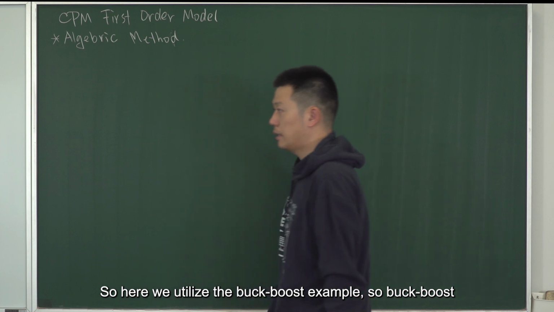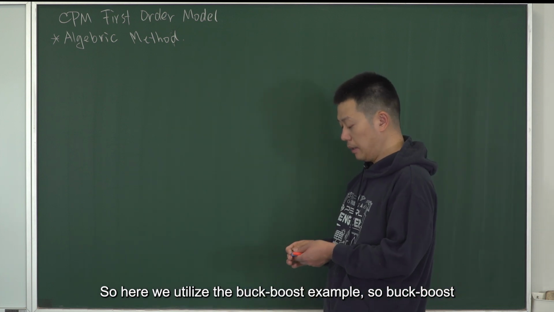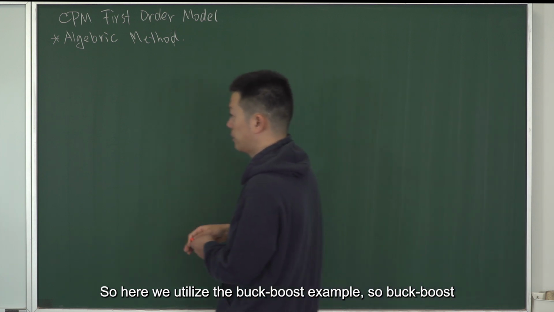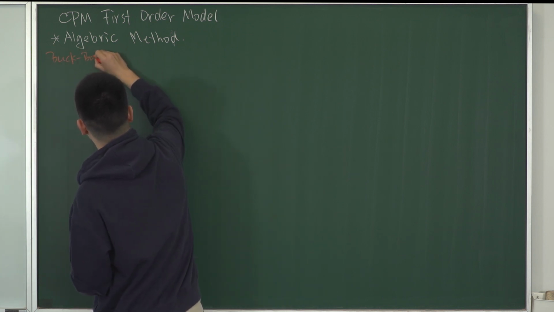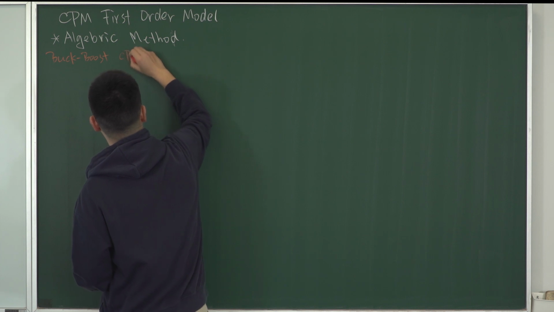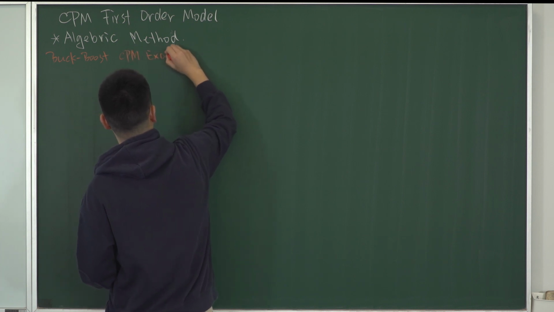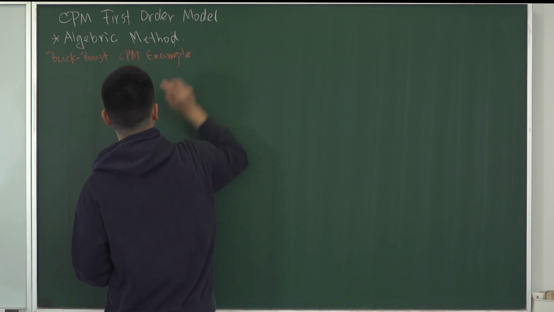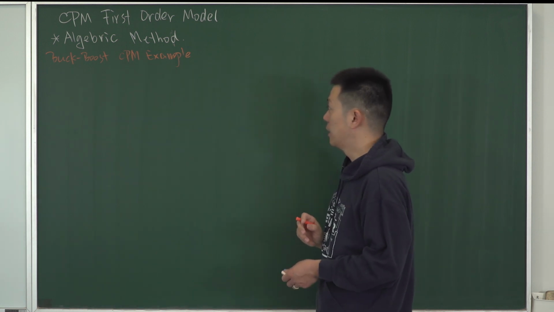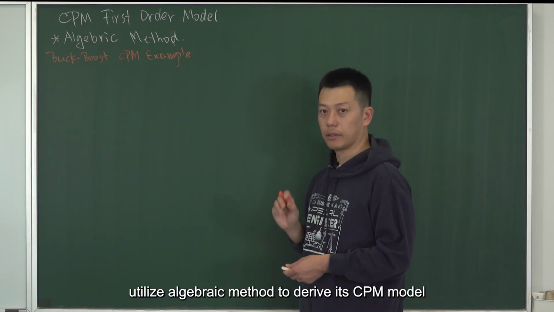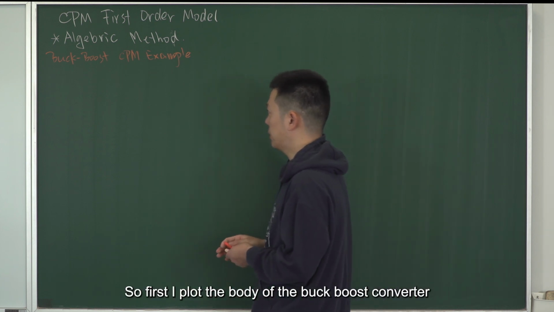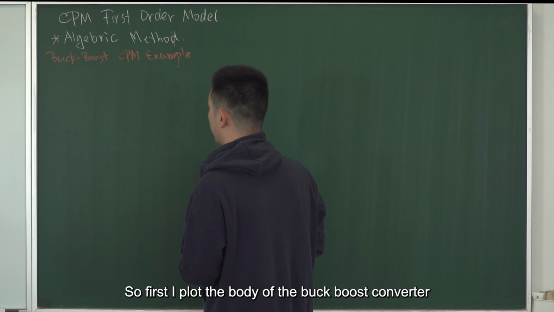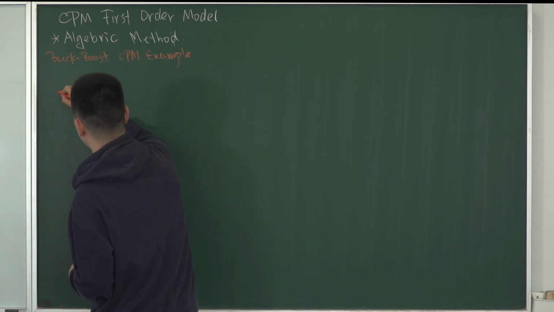So here we utilize the buck boost CPM example to show you how we can utilize the algebraic method to derive its CPM model. So first I plot the topology of the buck boost converter.